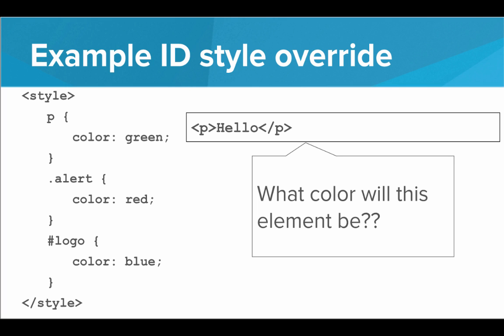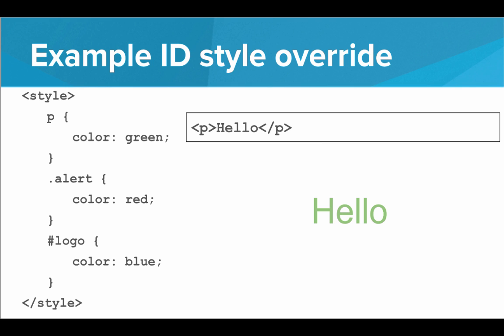Suppose we had this HTML element on our web page, a P tag with the text hello. What color do you think this element will be? If you said green, you'd be correct. The first CSS rule selects this P tag and gives it the color green. Now what if we added the class alert to this tag? Now what color would it be?